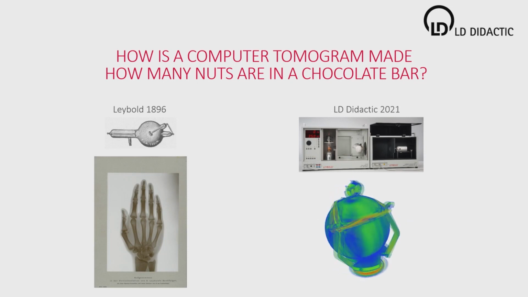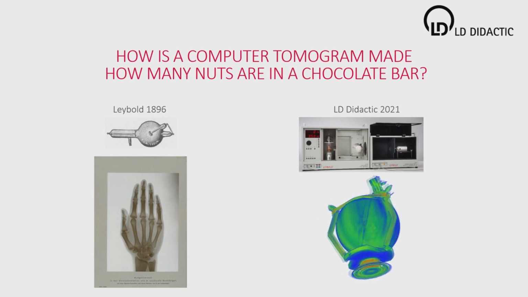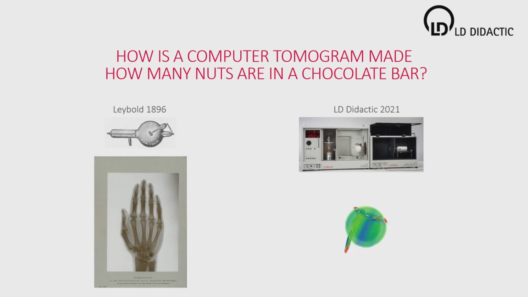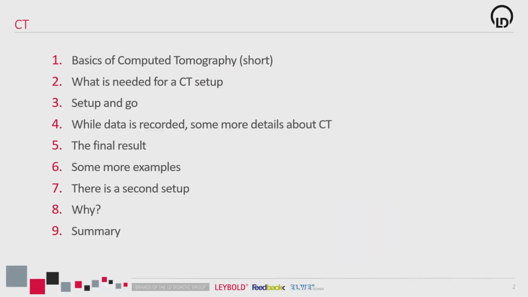In the left image, you can already see the first problem of such an X-ray. In the hand wrist, there are a lot of overlapping bones. And they can't be separated because X-rays pass through it and they will always interfere with one another. So what we are doing today, just a short basics on computer tomography, what is needed for the setup, then we'll start a measurement, have a look at it and talk about some more examples. For time reasons they won't be recorded live, and talk about why and what we can learn from these things.